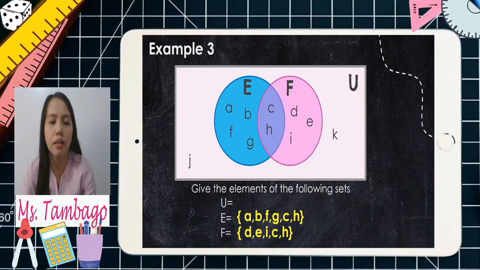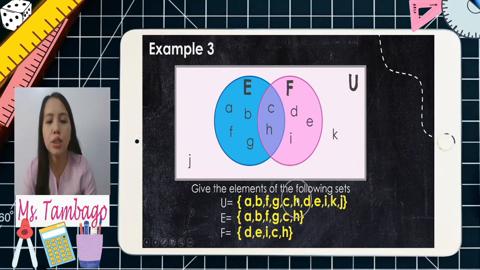And for set U, again, let's combine the elements of the two circles together with the rectangle. We have A, B, F, G, C, H, and then D, E, I, plus K and J. Now let's take a look at letters C and H. Both set E and set F have C and H as their elements. Therefore, in writing elements, just remember the term distinct. You're going to write the elements only once. That's why we have C and H as one.